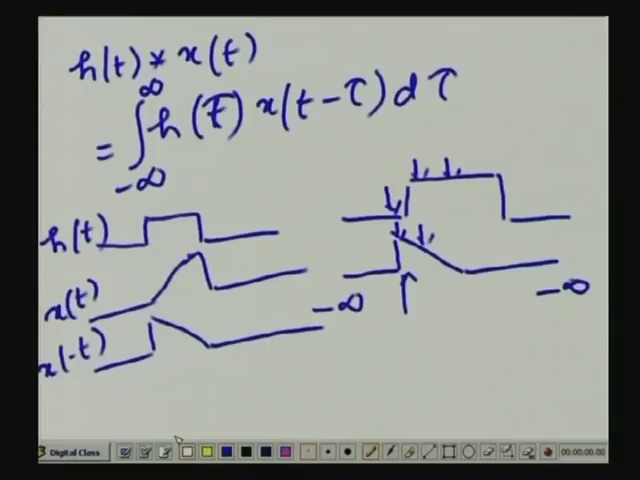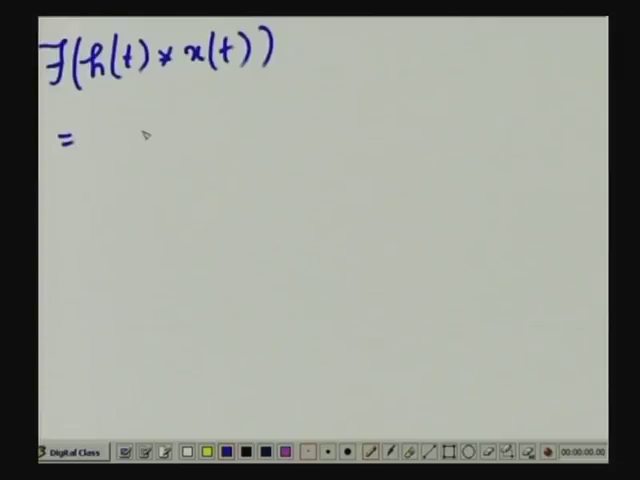Now, let us see, if we have a convoluted signal, say we have h t which is convoluted with x t, and if I want to take the Fourier transform of this signal, then what will we get? The Fourier transform of this will be represented as the integral of h tau x of t minus tau d tau.